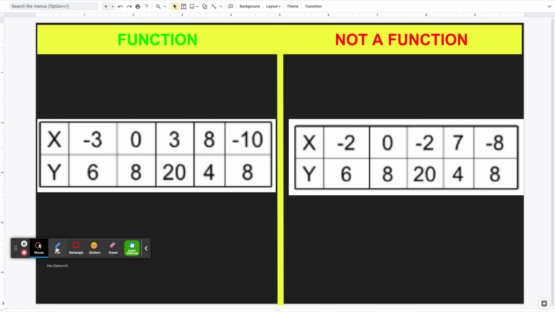So here on a table, you guys are starting to get the idea. Any of the x's cheating? No. So this is a function relationship. Here, are any of the x's cheating? And you're like, yep, -2 is dating 6, but then -2 is dating 20. That's not good.